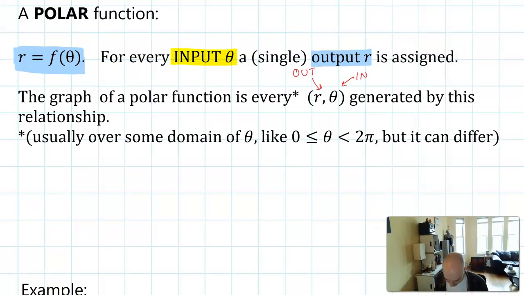I put a star here that when I say every r, theta, usually we have some restrictions on theta, like 0 to 2 pi, just because we're dealing with circles. If we didn't have restrictions, we would just get things that repeat over and over again, which is not like rectangular graphs, which would go off to infinity. But even in rectangular graphs, we usually have some kind of viewing window, negative 10 to 10. We usually have a restriction on theta in the same way.